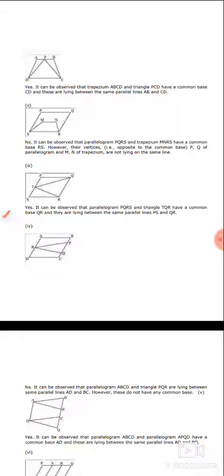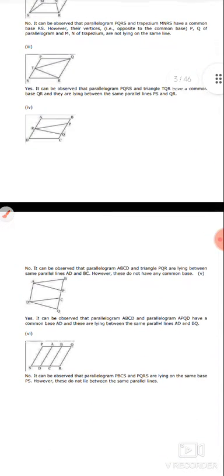It can be observed that parallelogram ABCD and triangle PQR are lying between the same parallel lines AD and BC. However, they do not have any common base. For the triangle the base is PQ and for the parallelogram the base is BC. Now come to question number 5. In this figure you have the same sets of parallel lines and the same base. So the answer is yes.